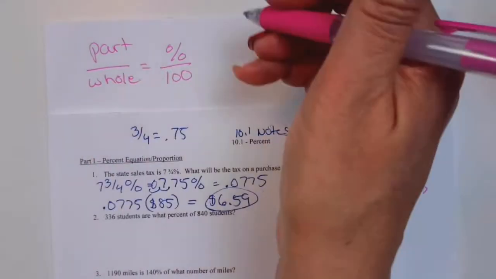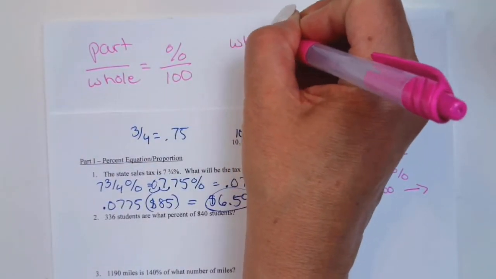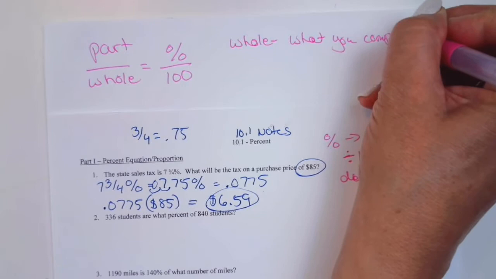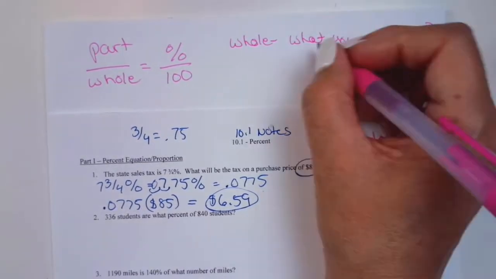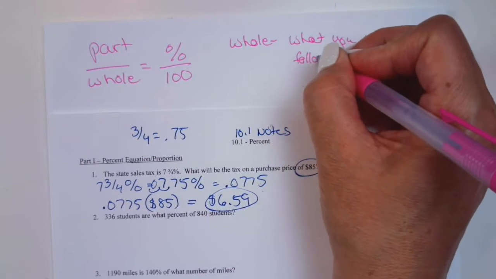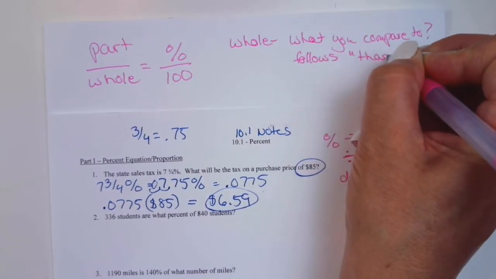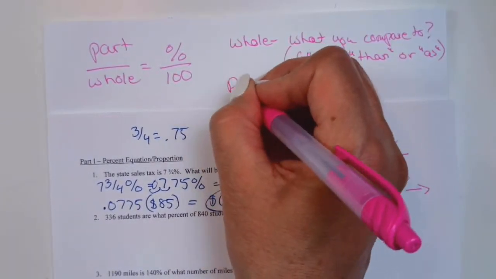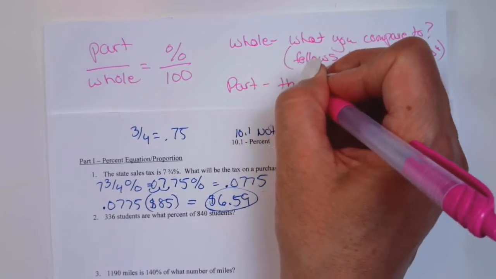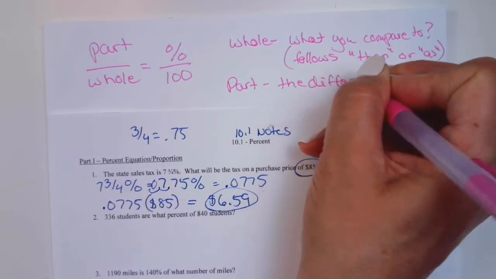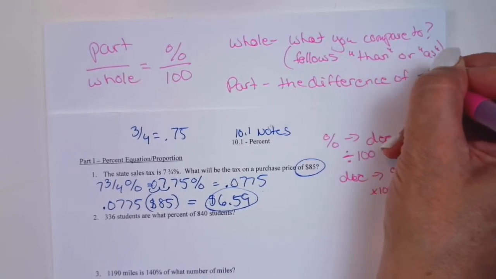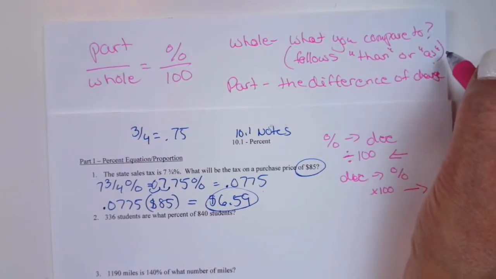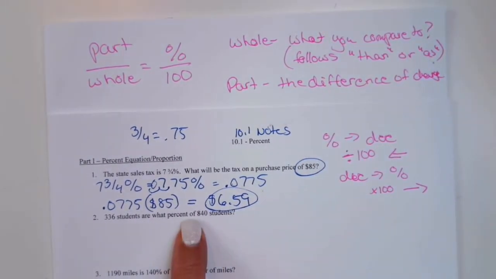So this whole is what you compare to. What are you comparing to? And it usually follows the words than or as, where part is the difference of change. Than or as. Well, in this case, actually, it follows the word of.